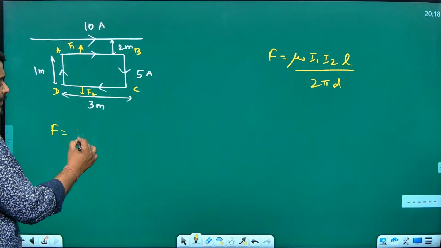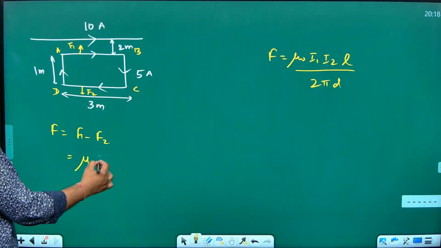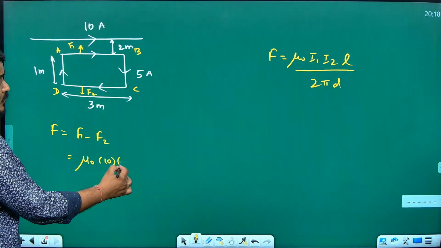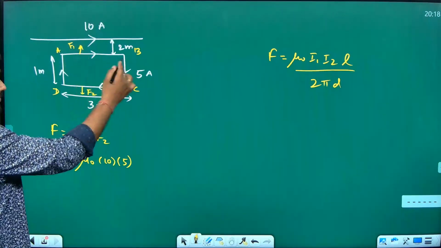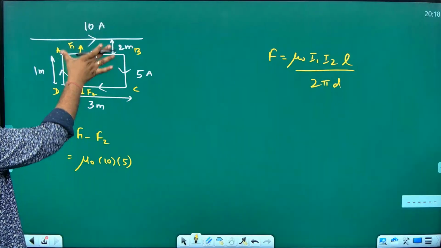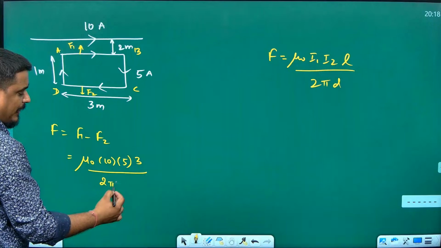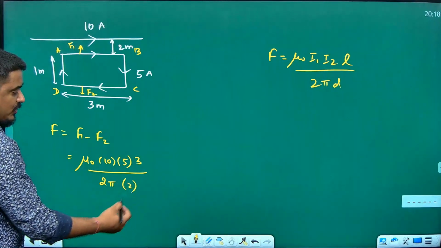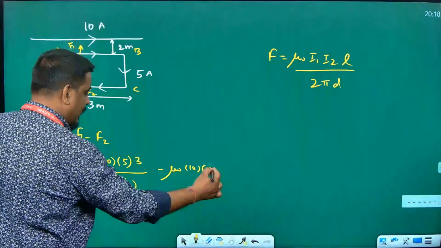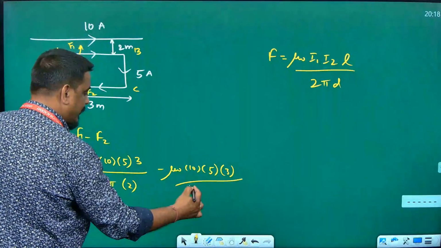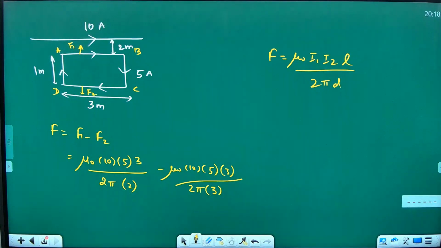Net force will become equal to F1 minus F2. How much is F1? Mu naught. What is I1? 10. What is I2? 5. What is L? 2. How 2? Yeah, this length. No, length is this, right? Common length. 3 by 2 pi. D is how much? 2. Minus mu naught I1 I2 L by 2 pi. D is how much? 3. When you solve this, you will get the answer.